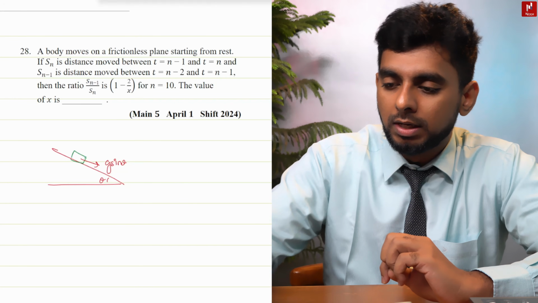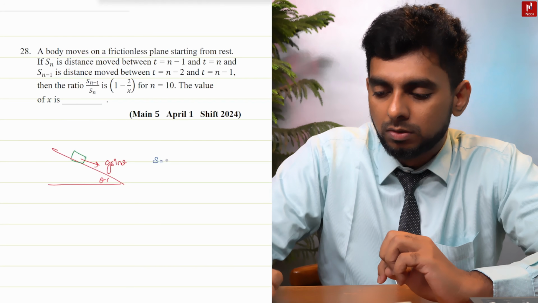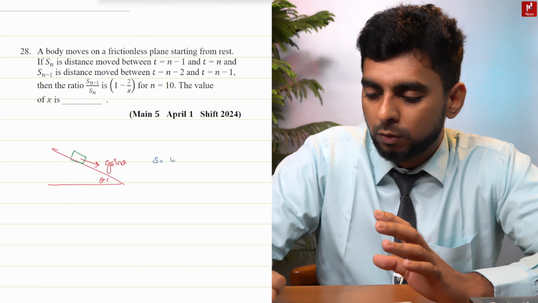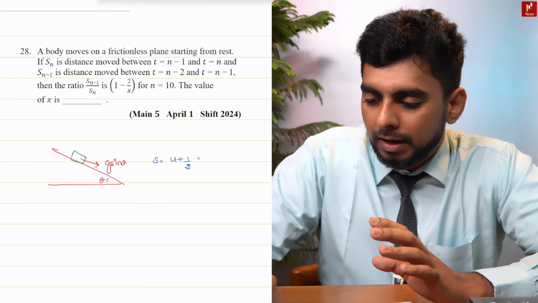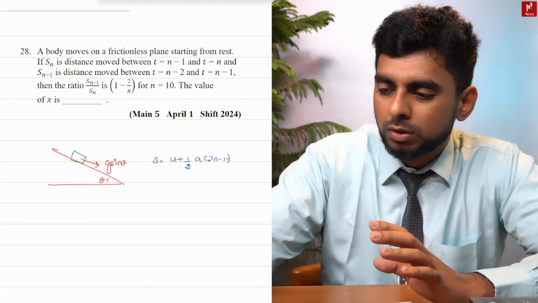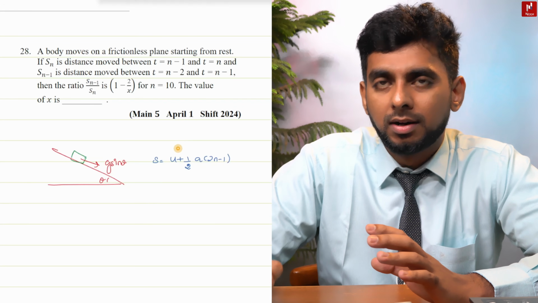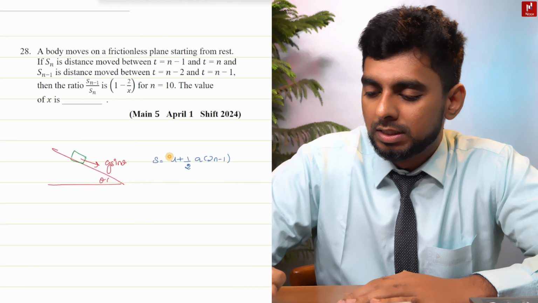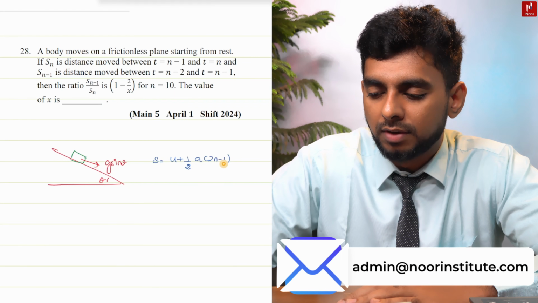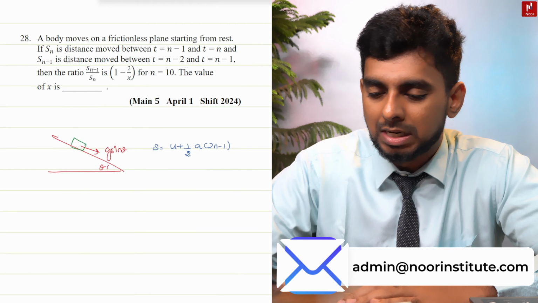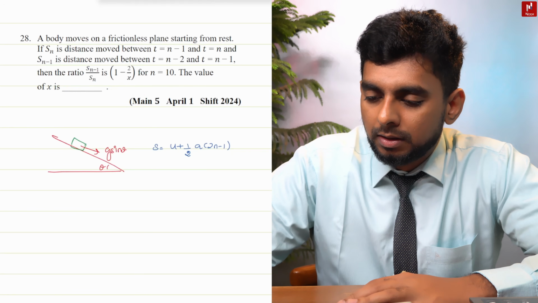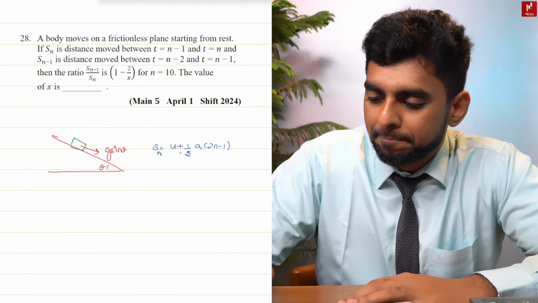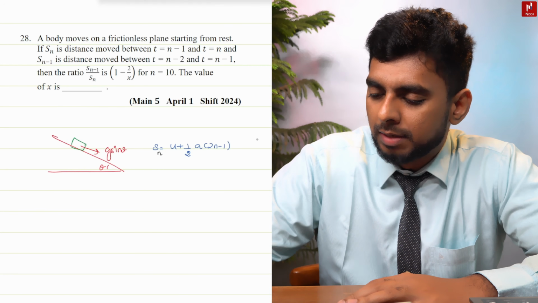So the formula that you need to solve this question is S, which will be equal to U plus half A into 2n minus 1. If it was acceleration due to gravity, then I would have plugged in my negative g straight away, so do not worry about that negative g. It's going to be U plus half A into 2n minus 1. Anyway, A will get cancelled in this question. What they are asking us to find is Sn divided by Sn minus 1, isn't it?